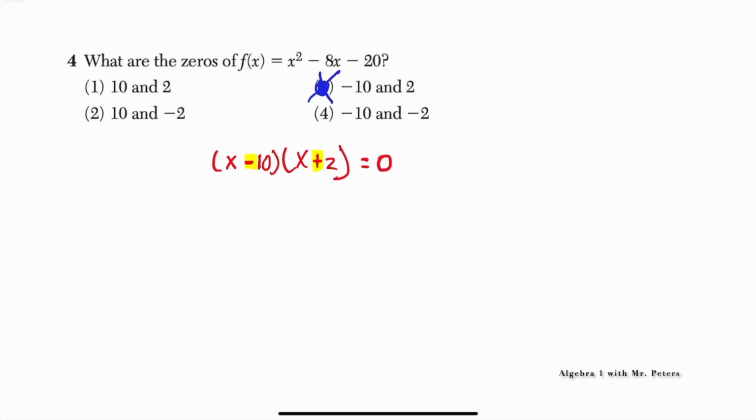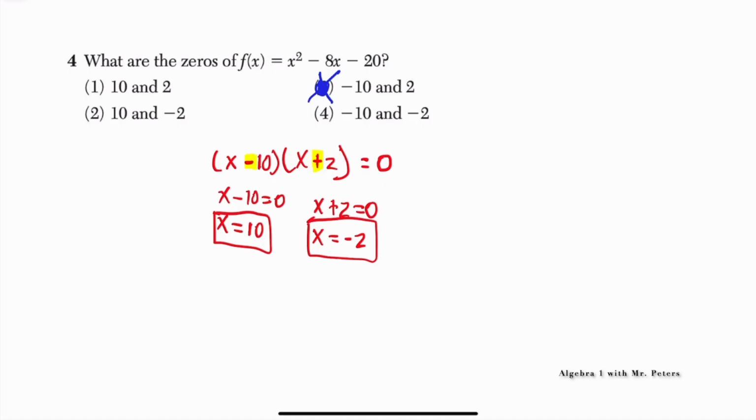But family, this is wrong. We have to make sure that we use the zero product property. And all that's saying is that we set the factors equal to 0. So x is not equal to negative 10. It's actually equal to positive 10. And x plus 2, when we do the same thing, set it equal to 0, we're going to get x is equal to negative 2. So the actual answer is going to be answer choice number 2, where we have a positive 10 and a negative 2. So please be mindful and make sure you set it equal to 0, especially when they ask you for the actual zeros.